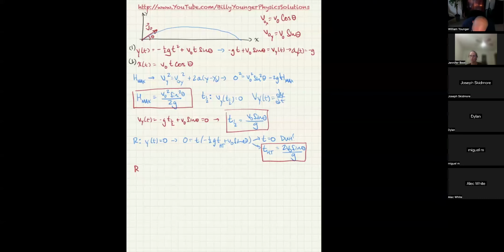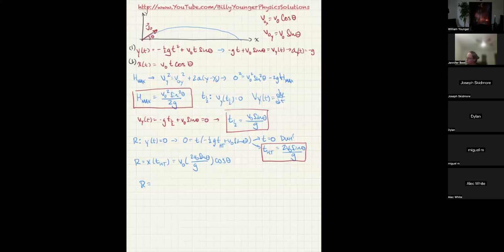Now R is equal to x of t hang time. So R is going to be v0 times 2v0 sine theta over g times cosine theta.